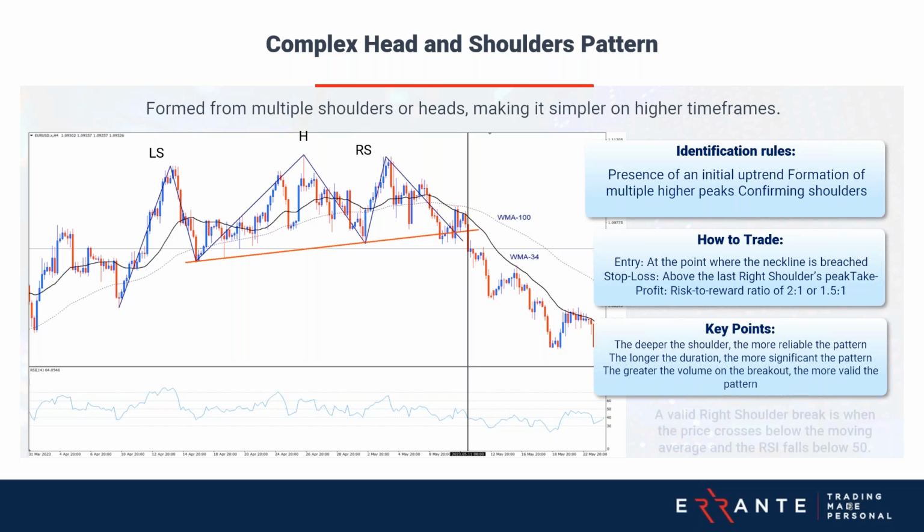Finally, a particularly powerful confirmation of the pattern validity occurs when the price, after breaking the neckline, also crosses below key moving averages and the RSI dips below 50. This is a very, very good confirmation. This confluence of indicators provides additional confidence in the trade setup.